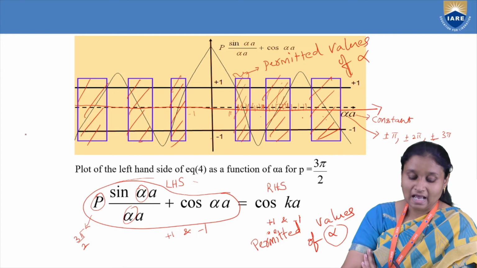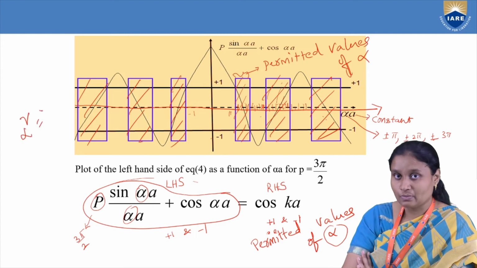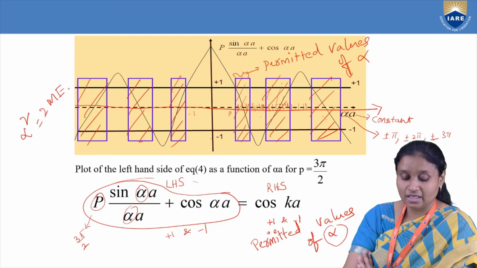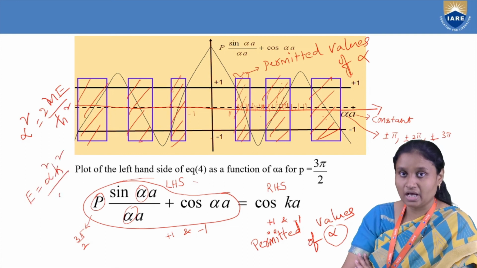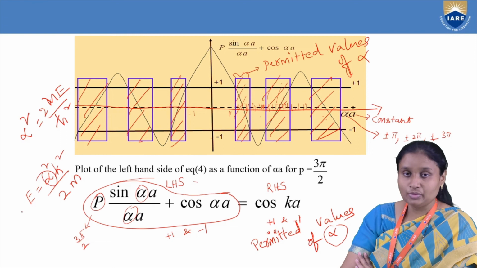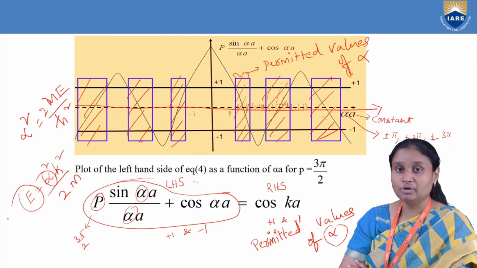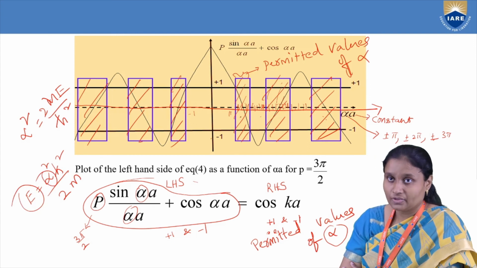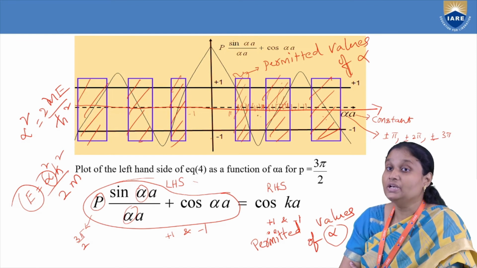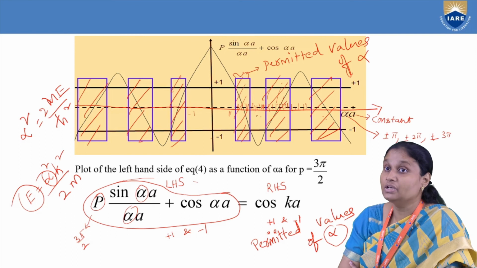Now, what is our alpha? Alpha is given as alpha square is equal to 2mE by h cross square. So from this, what is our E? E is alpha square h cross square by 2m. If I'm able to get permitted values of alpha, I'll be able to get permitted values of energies. It means that this shaded region is the allowed energy region which is formed by permitted values of alpha, and this unshaded region is the forbidden region which is formed by unpermitted values of alpha. So these are allowed energy regions and these are unallowed energy regions.